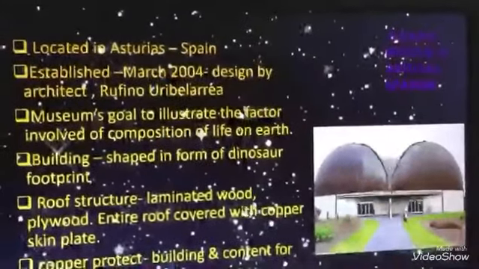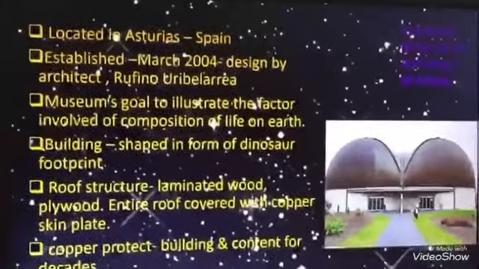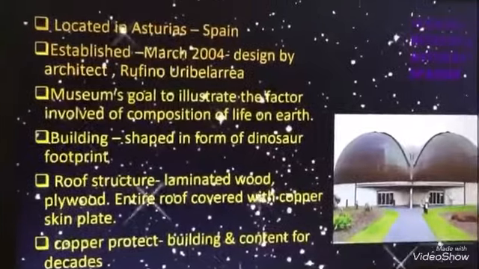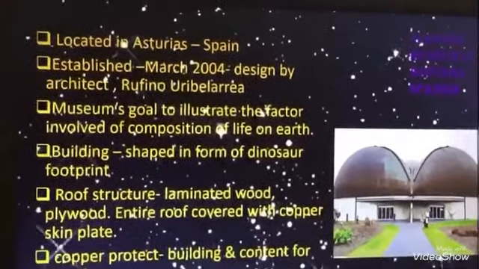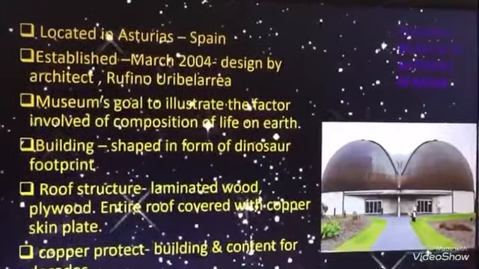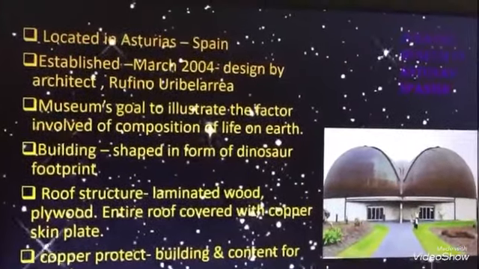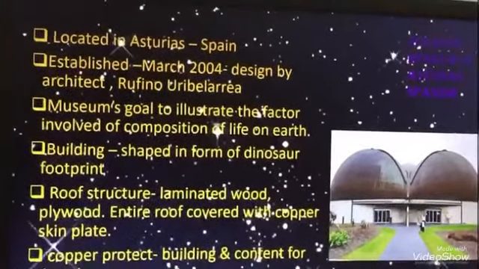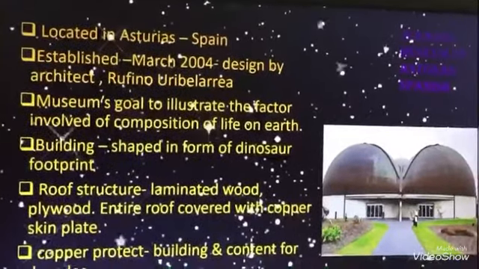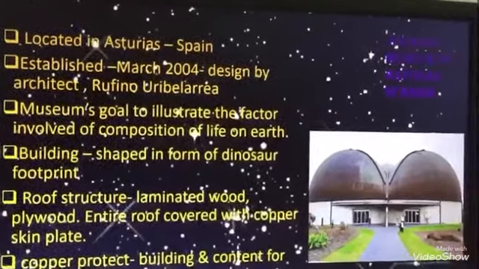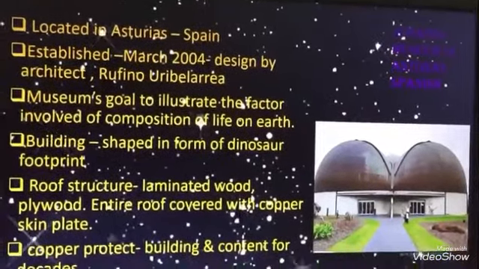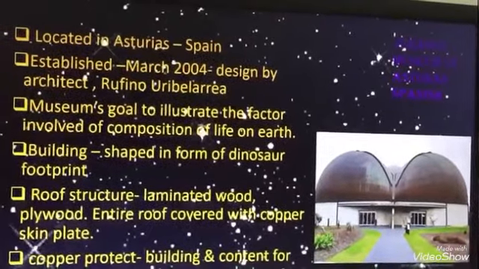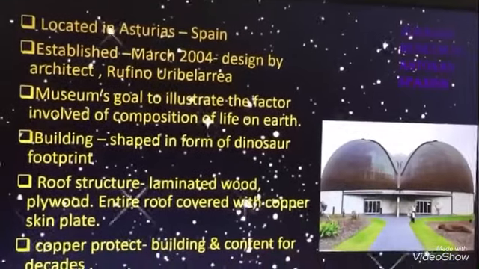The first copper building we are going to discuss is the Jurassic Museum of Athens, located in Spain. This building was established in March 2004 and designed by architect Rifonio Uruberena. The goal of this museum is to accelerate the factors involved in the combination of life on earth. The building is shaped like a dinosaur footprint. If you see it from the top, the roof forms a dinosaur footprint.